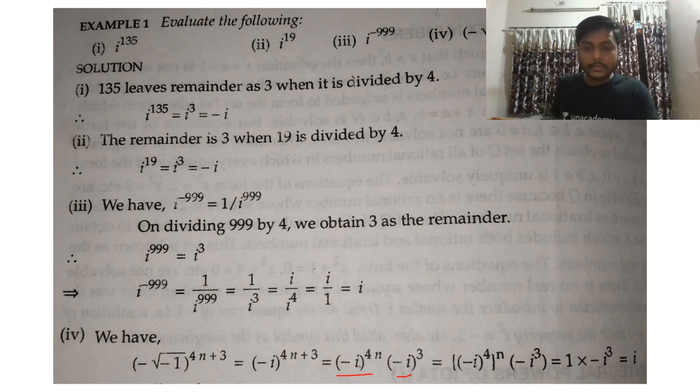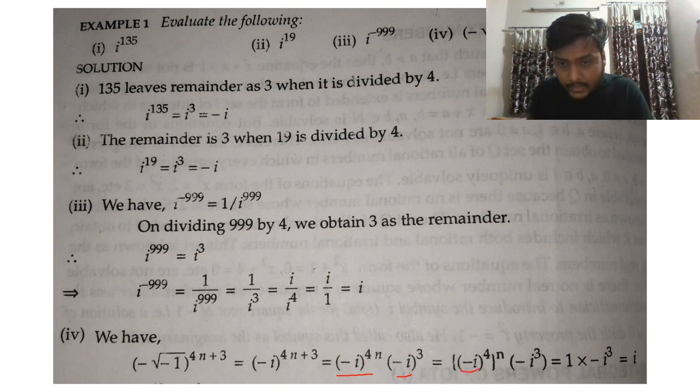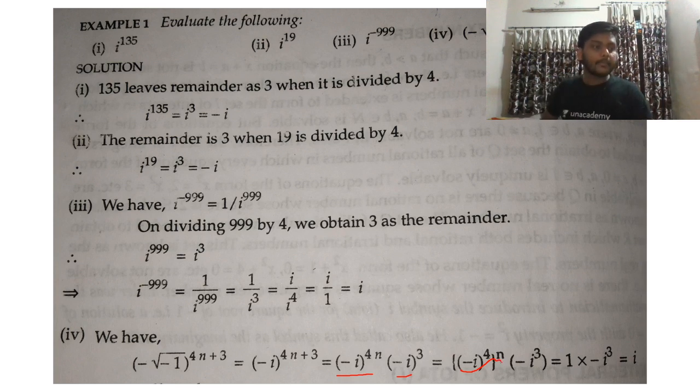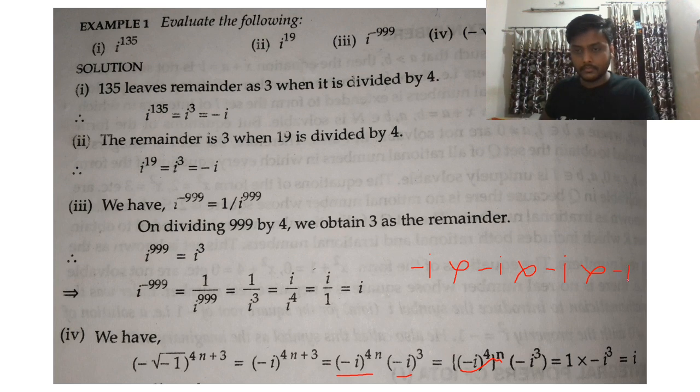This minus iota to the power 4n can be written as minus iota to the power 4, whole power n. Now, when you have minus iota to the power 4, let's write it in this way: minus iota into minus iota into minus iota into minus iota. So I have these 4 minus iota over here, as you can see.